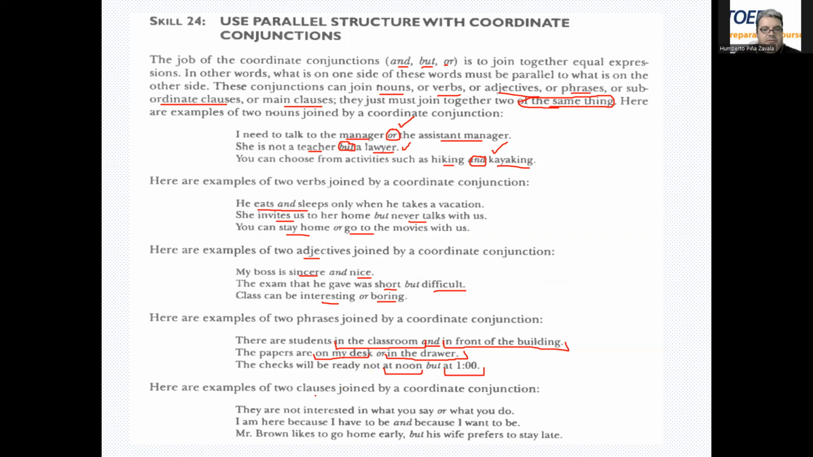And here are some examples of two clauses joined by a conjunction. They're not interested in what you say, or what you do. Right? That is a coordinate conjunction. I'm here because I have to be and because I want to be. Because Mr. Brown likes to go home early, but his wife prefers to stay late.